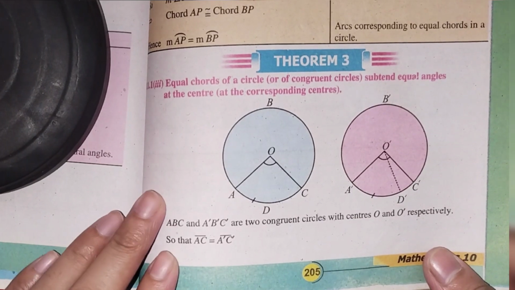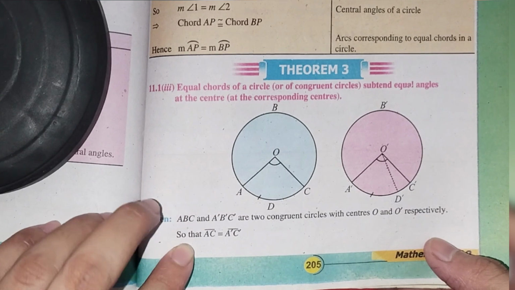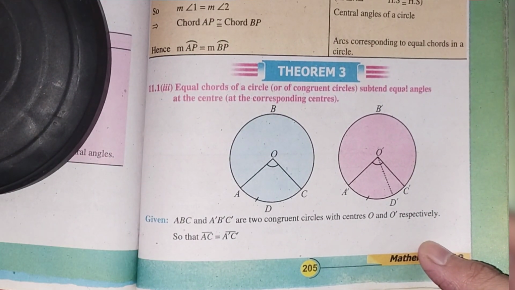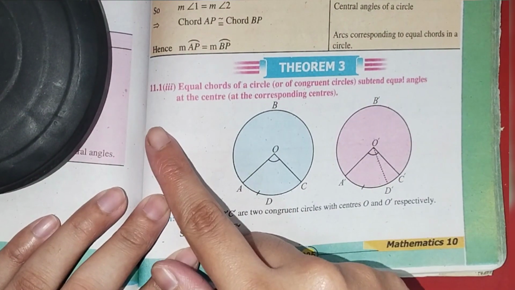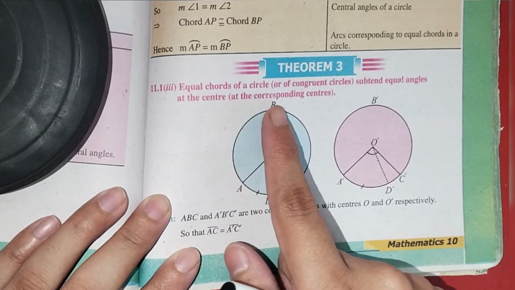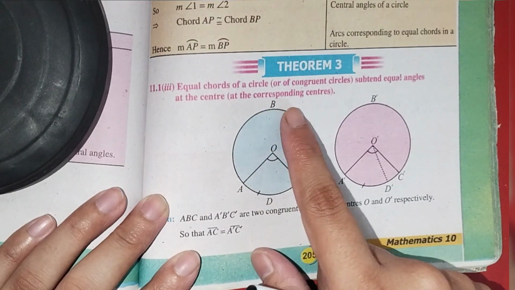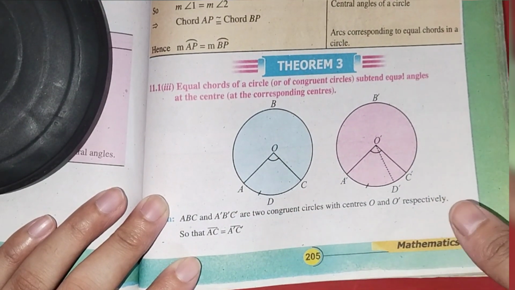Today we are going to discuss theorem number 3 of our chapter 11, arcs and chords. The statement of the theorem is: equal chords of a circle or of congruent circles subtend equal angles at the center. They already tell us that the circles are congruent, so their equal chords subtend equal angles at the corresponding centers. It means that the equal chords of a circle subtend equal angles at the center of both the corresponding circles.